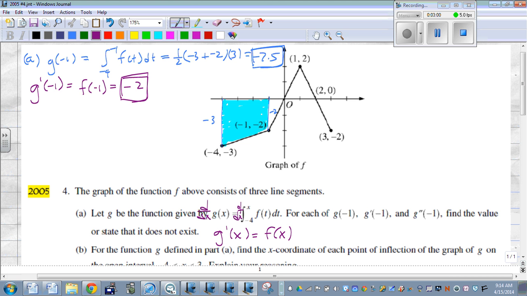And then our last part, second derivative of g of negative 1, well, that's going to be the same as the derivative of f of negative 1. Right? If the first derivative of g equals f, then the second derivative of g would have to equal the first derivative of f. So what's the derivative of this graph? What's the slope of this graph at negative 1?